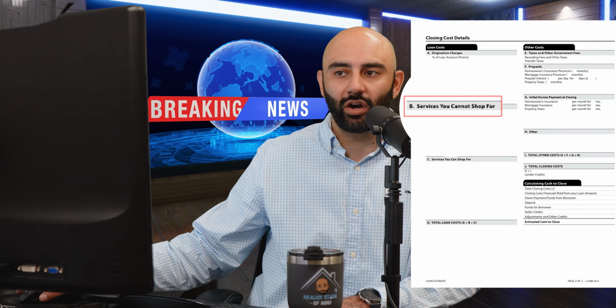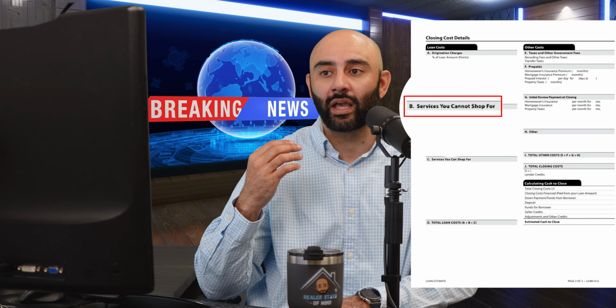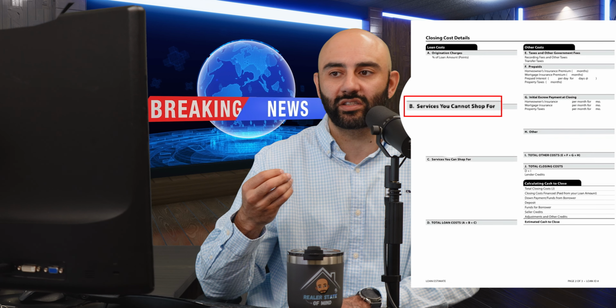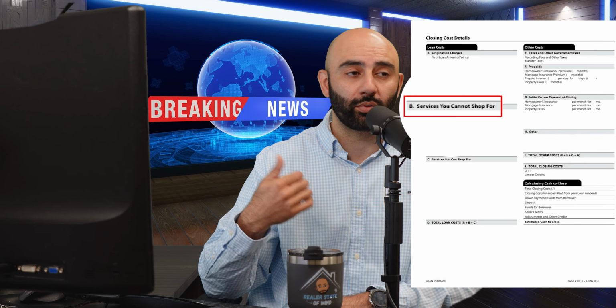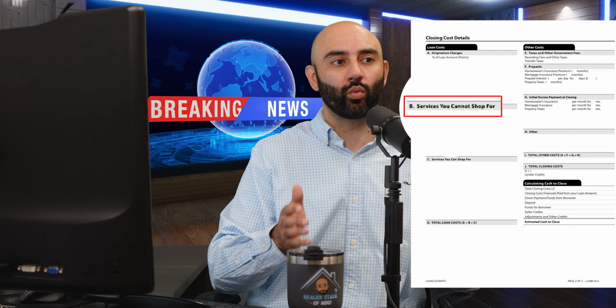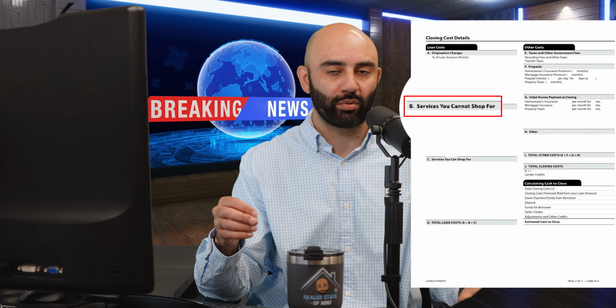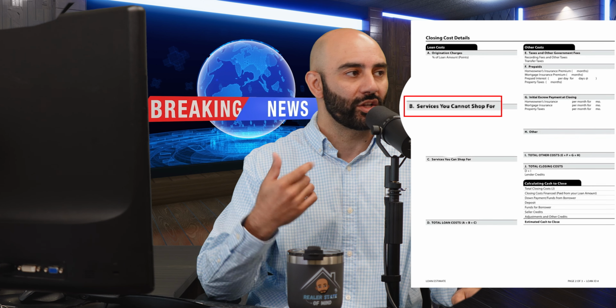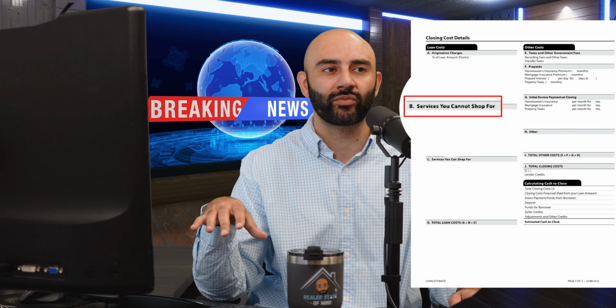Section B on your loan estimate is services you cannot shop for. The reason you cannot shop for them is that they're things you literally have no control over. So an appraisal fee has to go through whatever lender you're working with. They order it through a third-party service provider. You can't shop for that. You can't shop for your credit report. Your credit report is in that section.